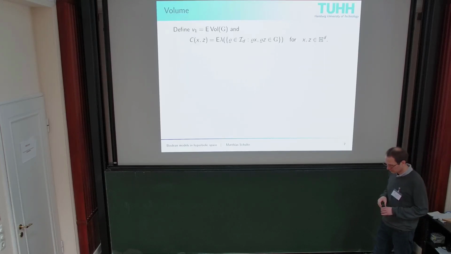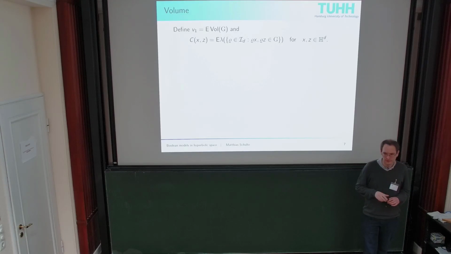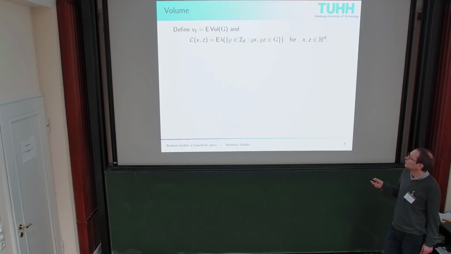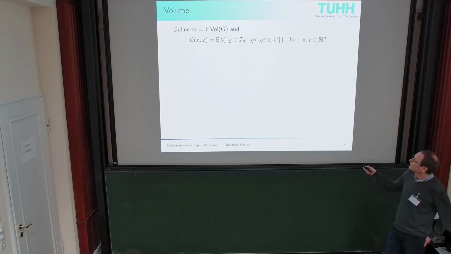Now we are ready for the first result. So we denote by V1 just the expected volume of the typical particle. Moreover, we introduce the so-called covariogram of the typical grain. It's a function depending on two points x and z. And what we do here is that we consider the set of all isometries that move x and z into our typical grain, take the Haar measure of these isometries, and then the expectation.